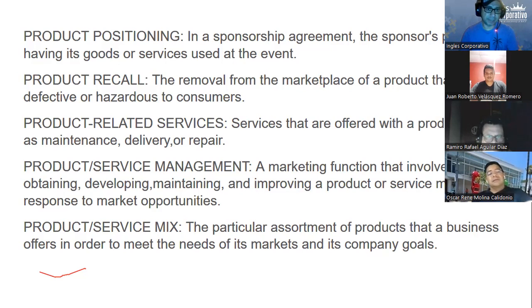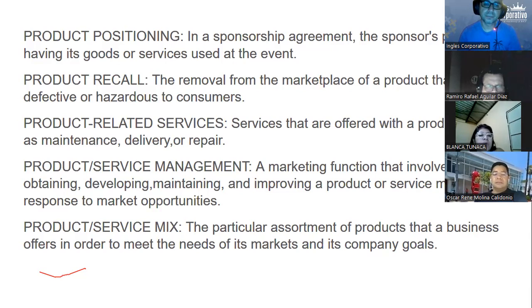Okay, the other one says product service management. Who wants to read that one? I am reading. Okay. Product service management. A marketing function that involves obtaining, developing, maintaining, and improving a product or service mix in response to market opportunities. All right, so that is it, product service management. So I believe this is very clear, right? So you need to manage certain things, so all the lines of business, the lines of products are working properly and consumers are buying.